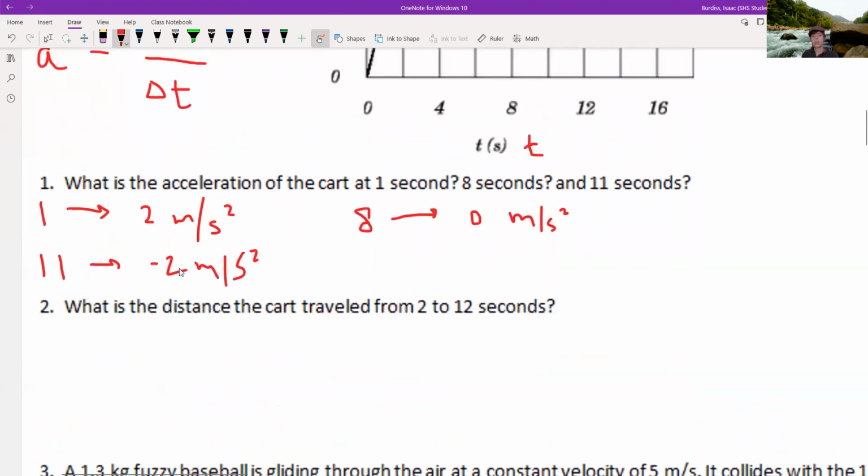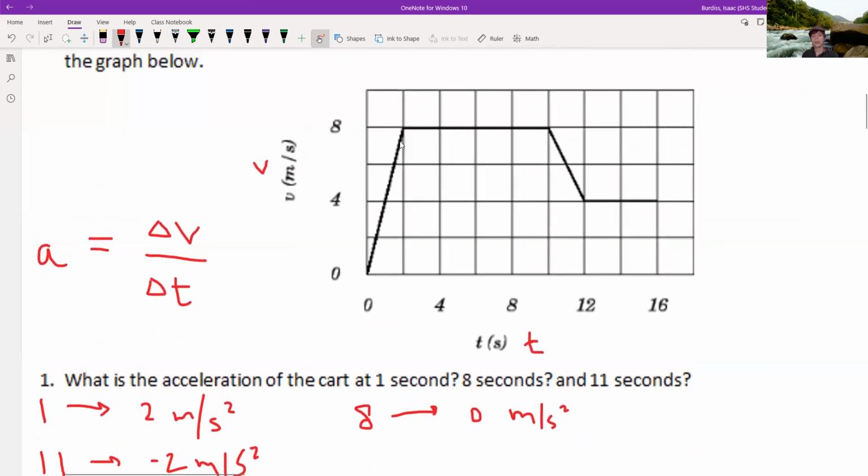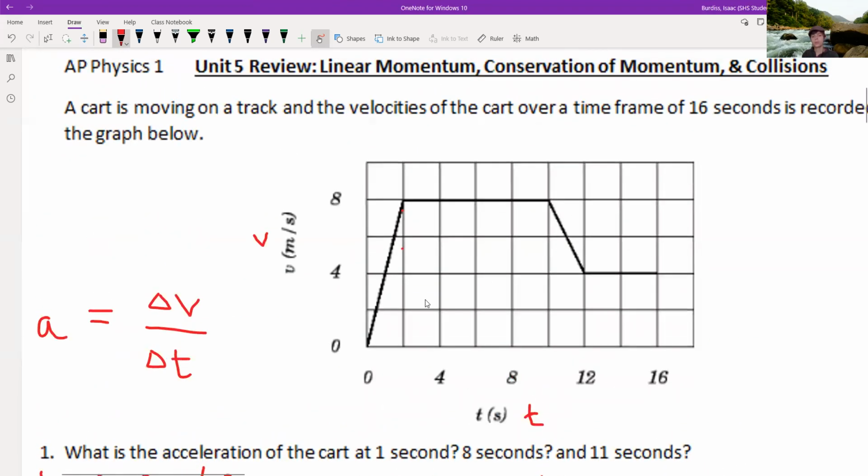What's the distance that it travels? Well, distance is velocity times time. Just rearranging that, velocity equals change in x over change in t. So you multiply these, that means you do area under the curve. So from 2 to 12 seconds. So this is 2, this is 12. We need to find the area right here.